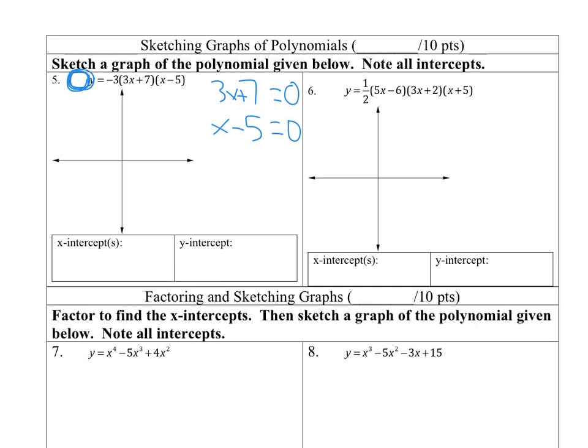3x plus 7 equals 0, that's going to be negative 7/3. Subtract the 7, divide by 3. x minus 5 equals 0, it's going to be 5, because you add the 5. To find the y-intercept, you plug in 0 for x. So you plug in 0 for x, and that's going to be 21 times 5, which is 105, and a negative times a negative, so that's 105.